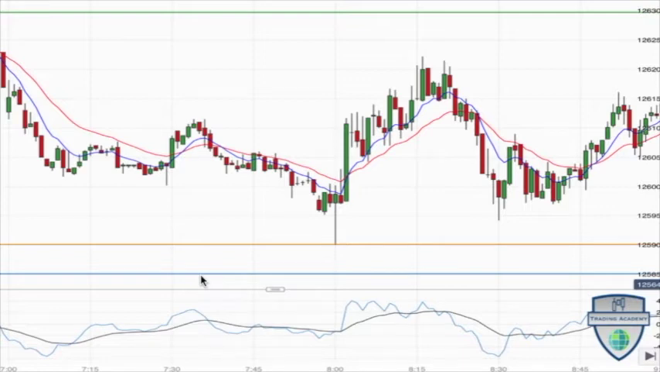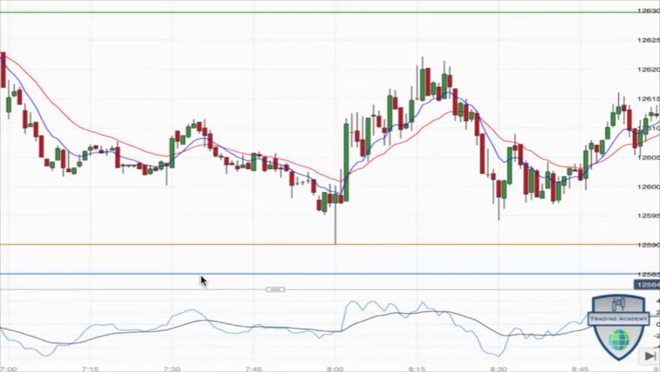So I always plot the horizontal levels of the important price points from yesterday on my chart. And the reason that I do that is because very often these price points from yesterday are tested in trading throughout the day, the following day.